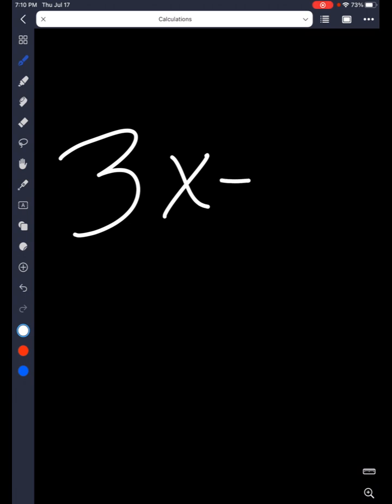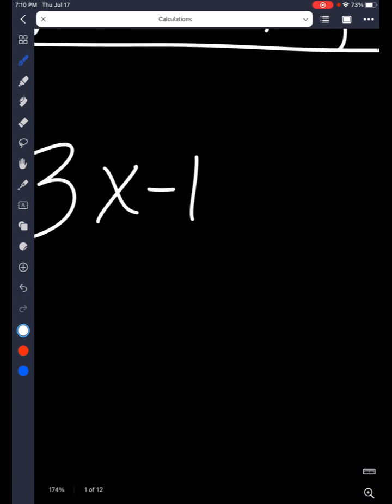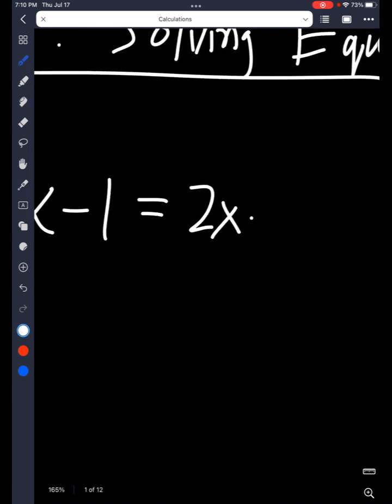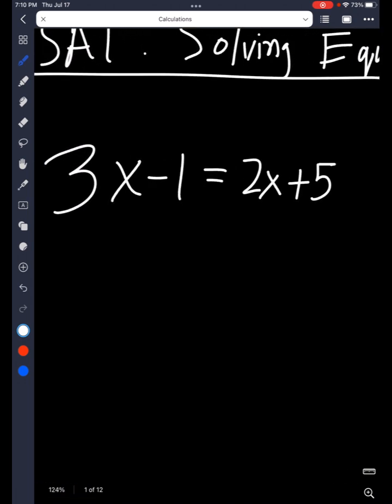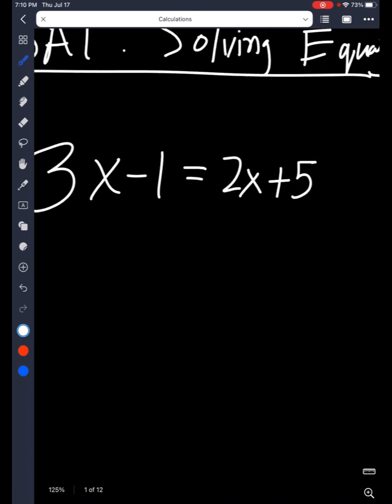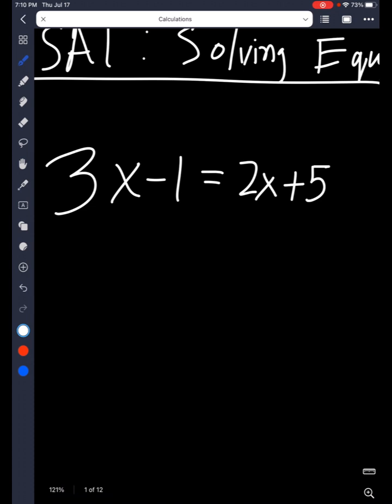Okay, so let me give you an example of an equation that would probably be in the SAT. 3x minus 1 equals 2x plus 5. Now, you could do some equations and figure out that, let's see, x would be 6, right?